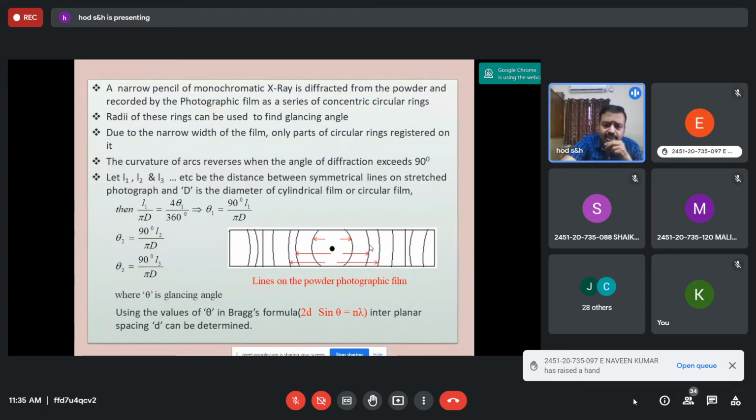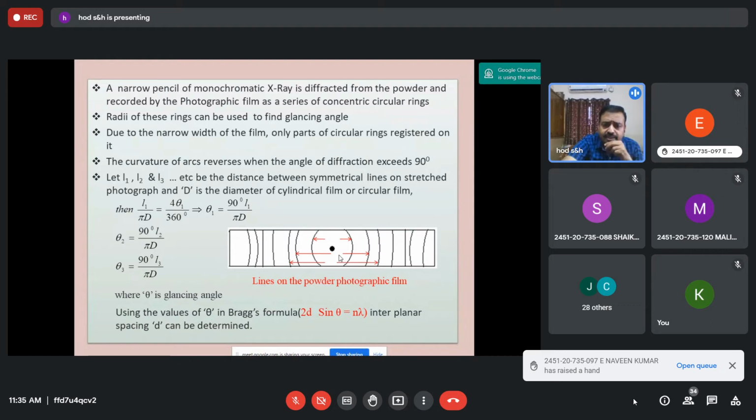For different orientations, the film is developed and the distance is measured. From the distance, you can calculate theta. The relation is theta 1 is equal to 90 L1 by pi D, where L1 is the distance for the first set of planes, and D is the diameter of the cylindrical film, so that you can calculate theta 1. Like that, you can calculate theta 2, theta 3, etc.